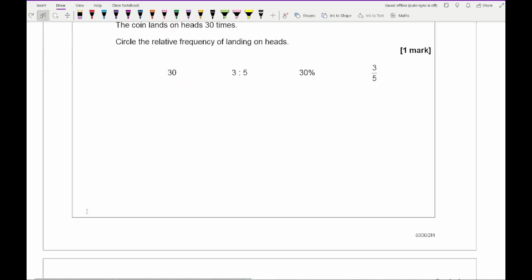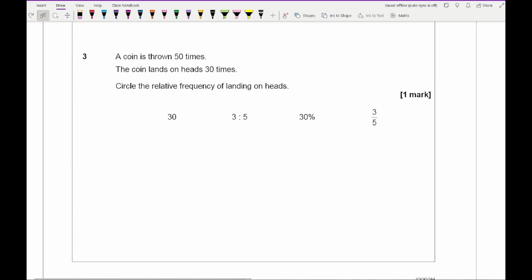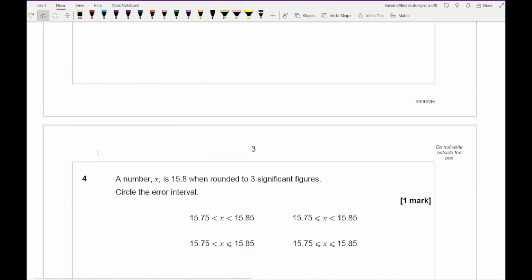Moving on to question 3, it says a coin is thrown 50 times. The coin lands heads 30 times. Circle the relative frequency of landing on a head. Well, the relative frequency is the number of times it occurs, which is 30, divided by the total number of trials, which is 50. And then if we simplify this fraction, we get 3/5. So we want to circle our fourth option.